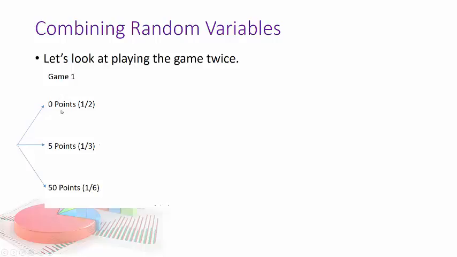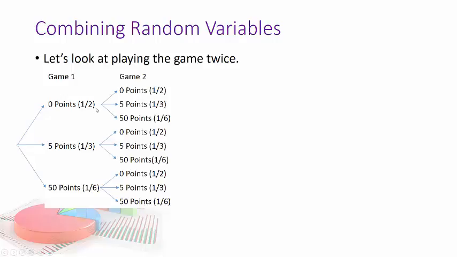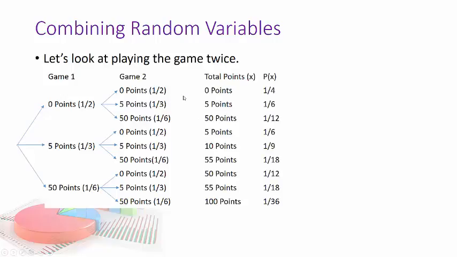So go ahead and do the sample tree. Here's game 1, and here are my probabilities, a half, a third, and a sixth for 0, 5, or 50 points. Here's game 2. Again, same probabilities because I don't expect game 2 and game 1 to be dependent upon each other. And then, here's where it gets different, you look at your total points.